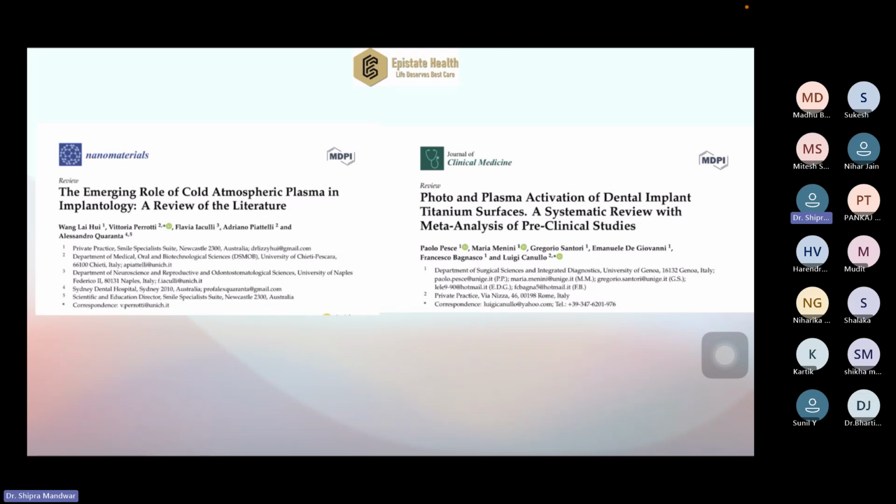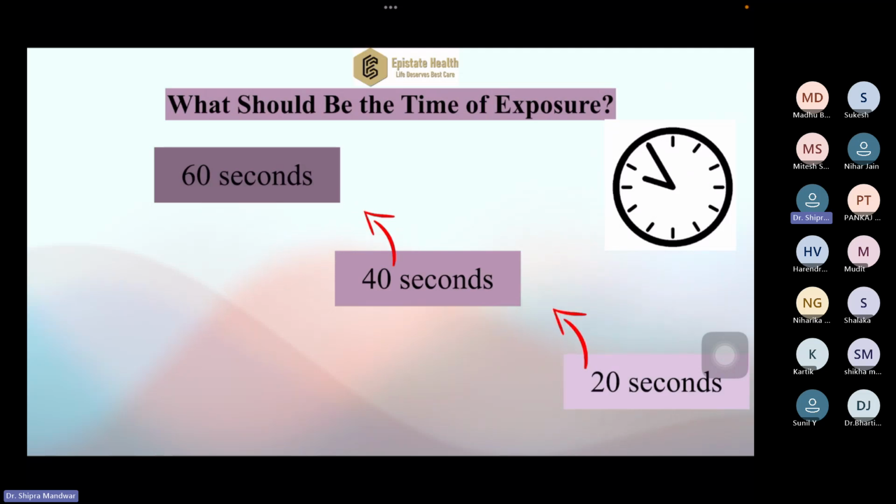These are two articles which explain this concept deeply, and all the doctors in the webinar could go through them. I can always share the link, as they have very nicely explained how plasma works with the implants. Now, the bigger question comes: what should be the time of exposure? Should it be 20 seconds, 40 seconds, 60 seconds? We are clueless. We don't know how much we need to expose.